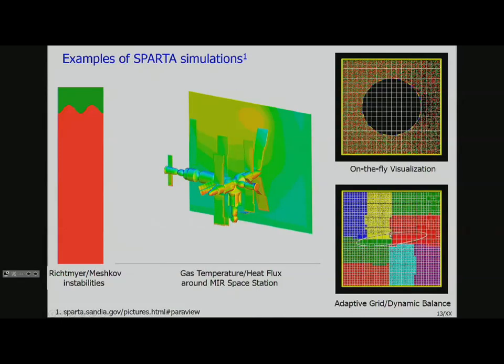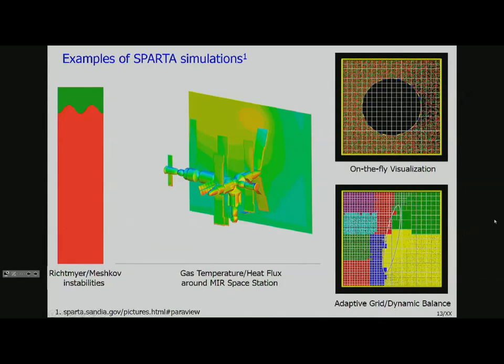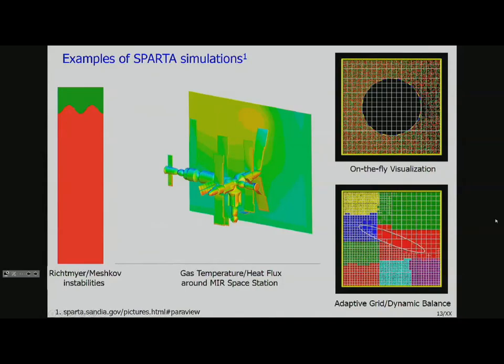Certainly there's frankly no good way to solve such a problem in DSMC, because if you think about it, this is moving.